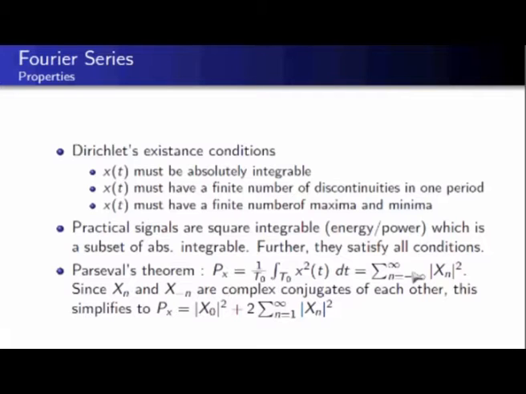And because xn and x minus n are complex conjugates of each other for x of t real, this Parseval's function can be further simplified, which is what I have shown there, that power contained in the signal x is magnitude x naught square plus 2 times, now summation going only over positive n, n equal to 1 to infinity, xn square. So you know, interesting application. Let's look at one application of this and then take questions.